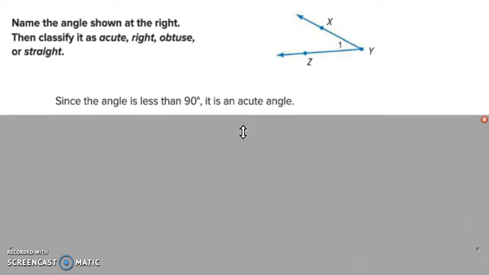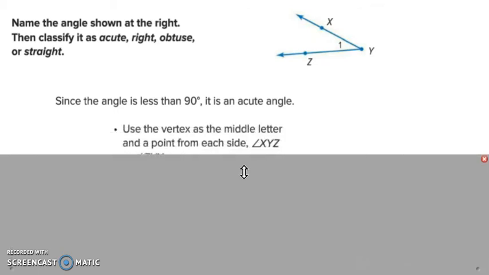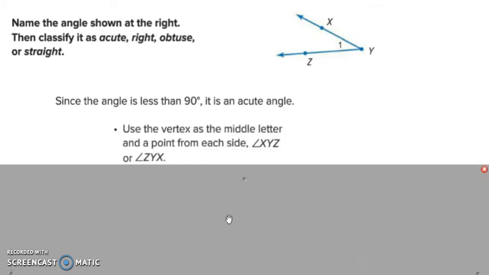And we can name this angle in 4 different ways. The first way we can name it is by using 3 letters. The vertex right here always needs to be the middle letter. We can just trace the angle X, Y, Z, or we could trace the angle in the opposite direction by naming it, and you would get Z, Y, X.